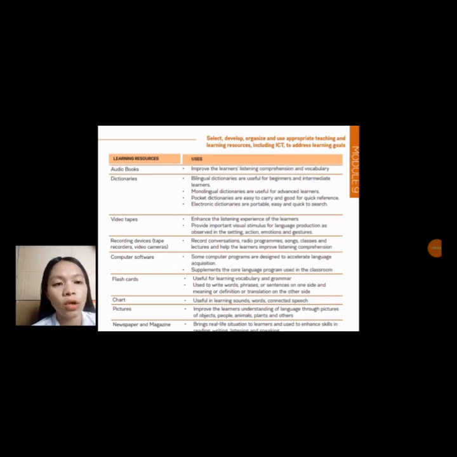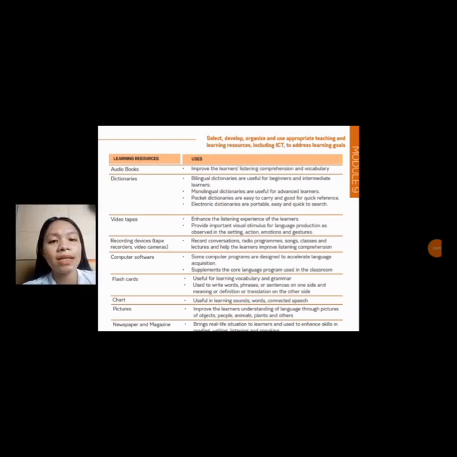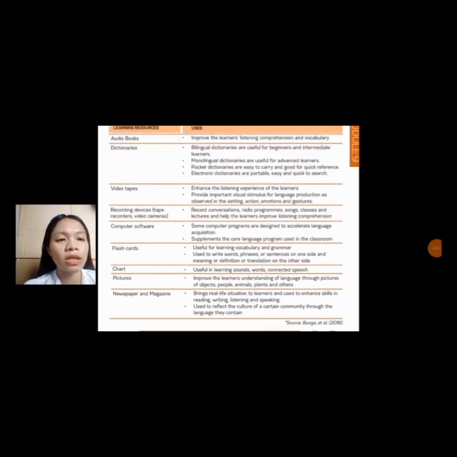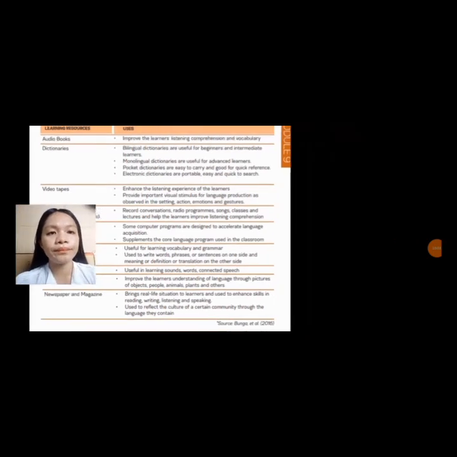So next is shorts. Useful in learning sounds, words, connected speech. Next is picture. Uses: improve the learner's understanding of language through pictures of objects, people, animals, plants, and others. Next is newspaper and magazine. Brings the real-life situation to learners, and used to enhance skills in reading, writing, listening, and speaking, used to reflect the culture of a certain community through the language they contain.